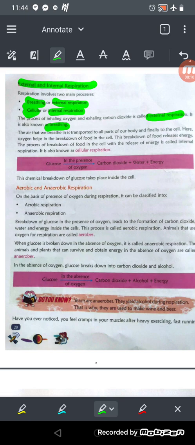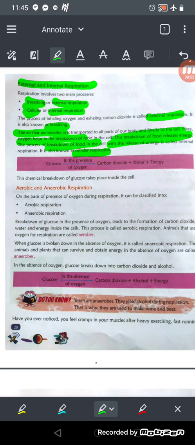The next one is that the air that we breathe in is transported to all parts of our body and finally goes to the cells. When we take in air, the oxygen is taken from our lungs and then transferred to all parts of the body and to the cells as well. And here the oxygen helps the breakdown of food in the cell, and this breakdown of food releases energy, right? The process of breakdown of food in the cell with the release of energy is called internal respiration, and this is also known as cellular respiration.